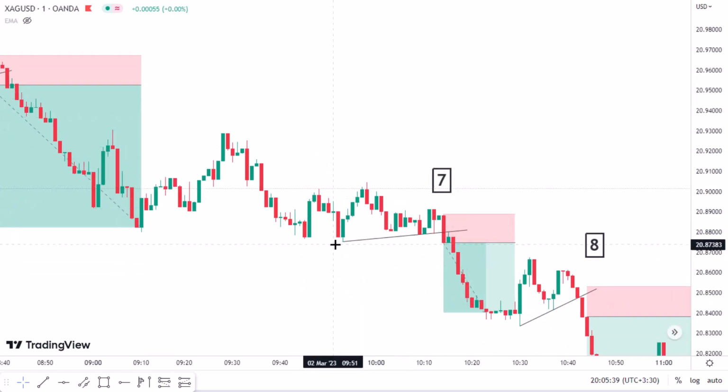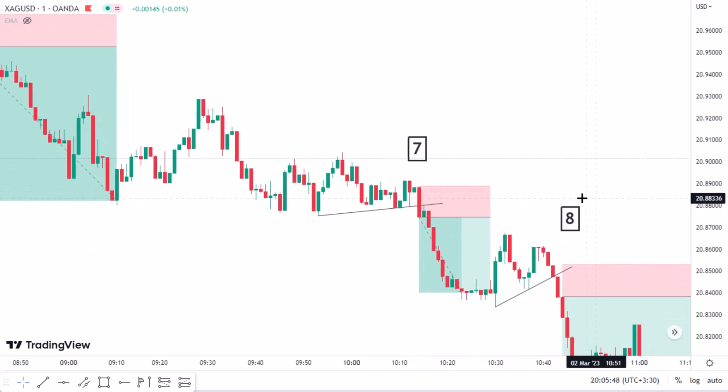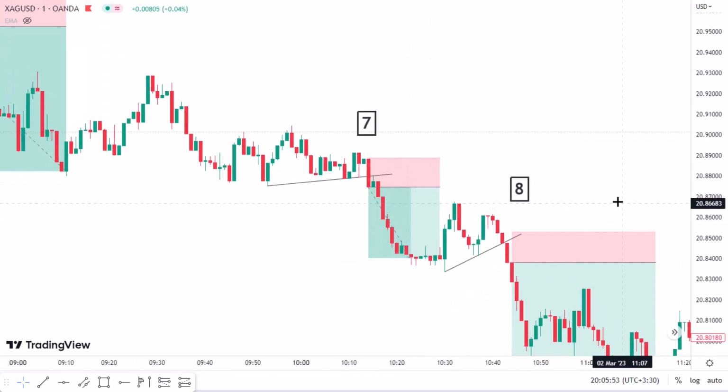On the trade 7, we have a trend line with 4 touches, 1 touch, 2 touches, 3 touches, 4 touches. On the fifth time it breaks it here, we enter the sell position on body close, put our stop loss above the candle, and it gives us a reward of 2.5.